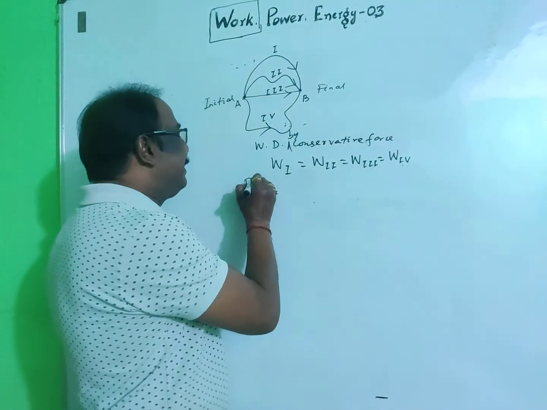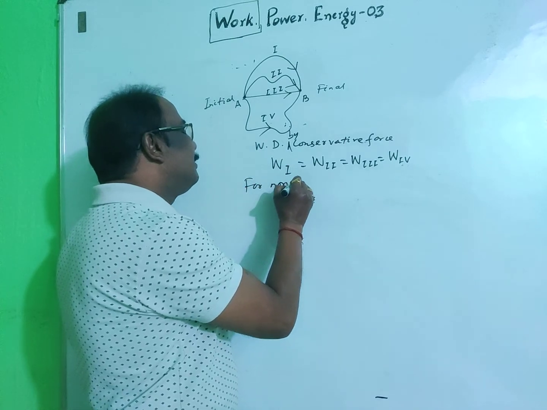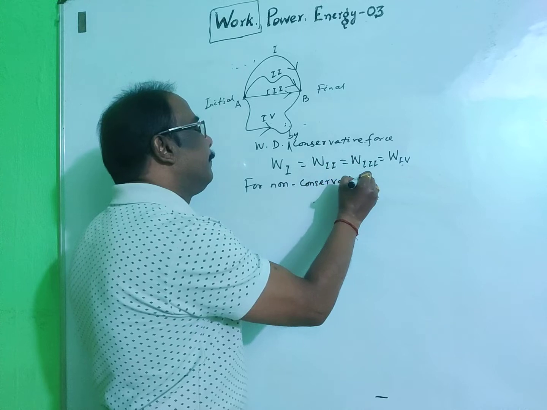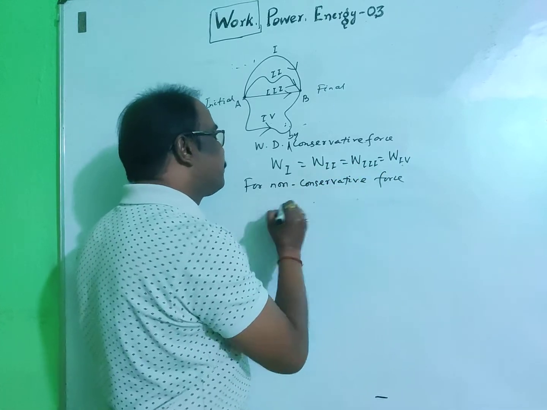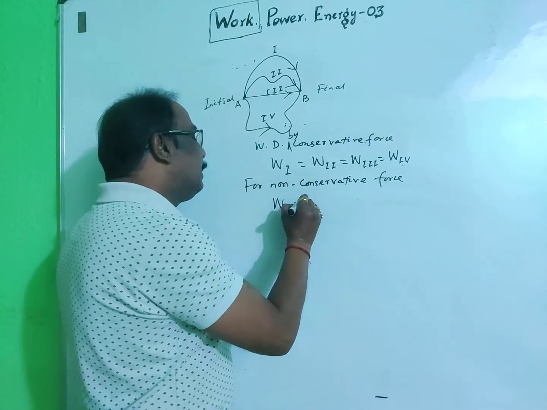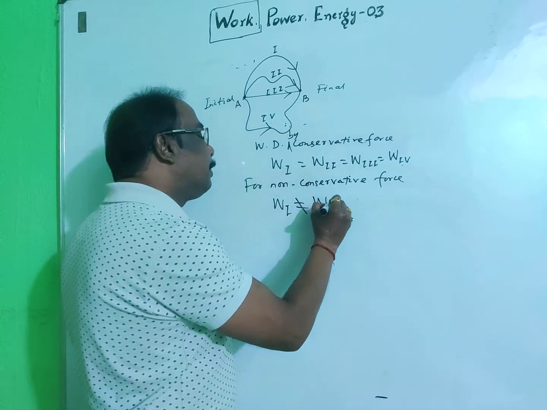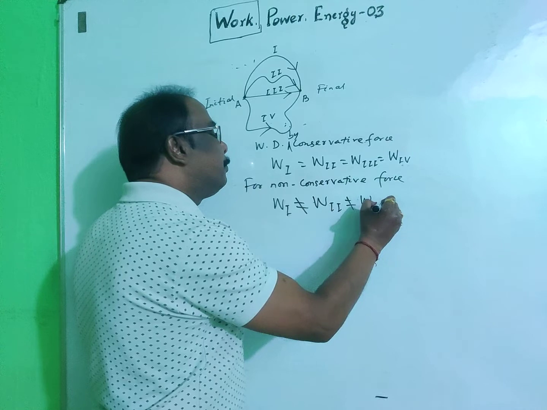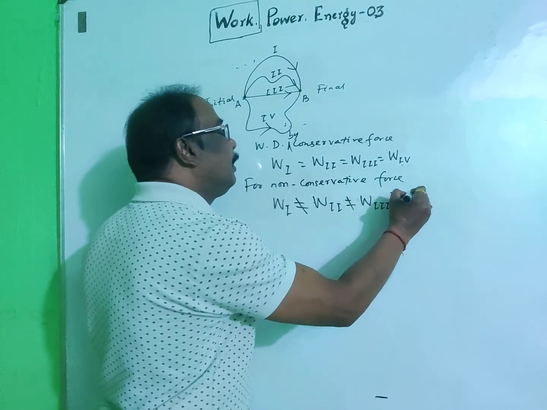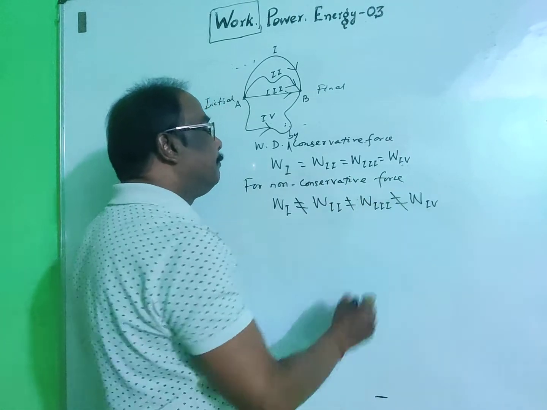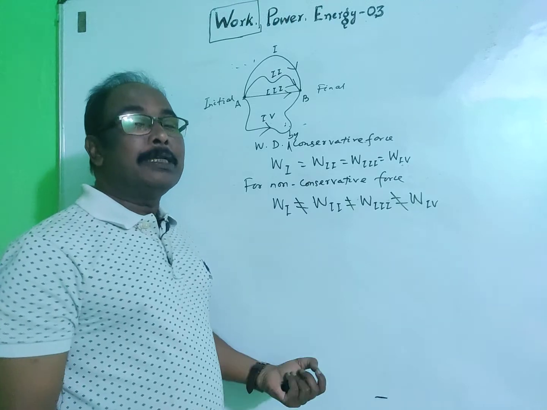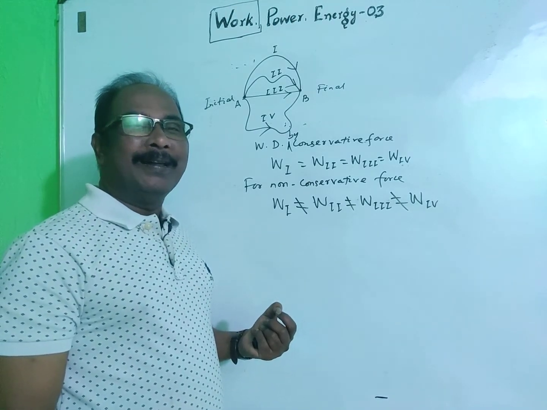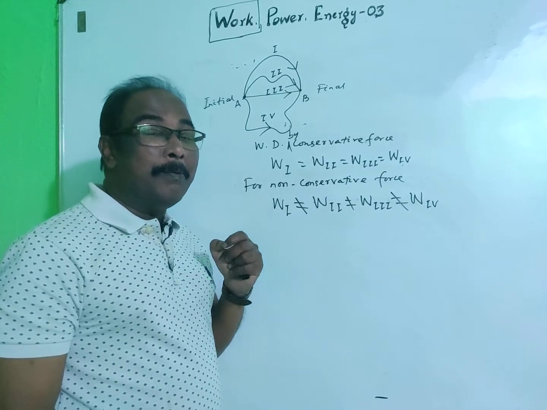But for a non-conservative force, work done along path 1 is not equal to work done in path 2, not equal to work done in path 3, and not equal to work done in path 4. So if the force is non-conservative, then work done by the non-conservative force depends upon path length.